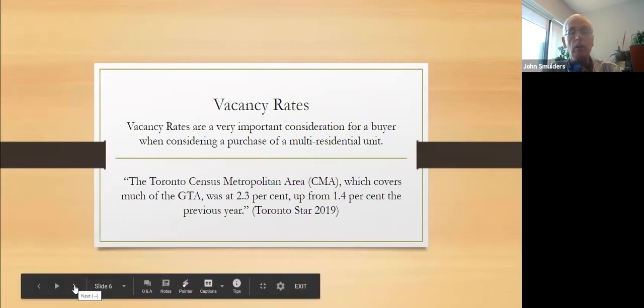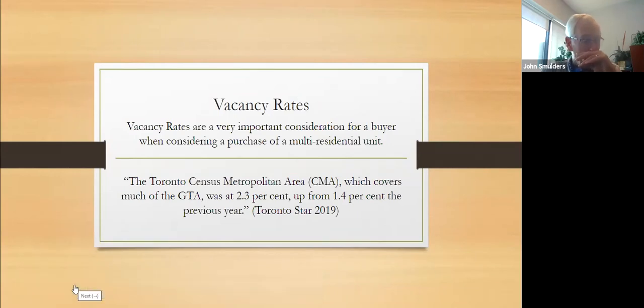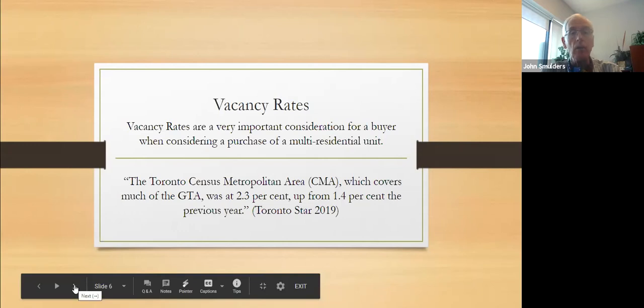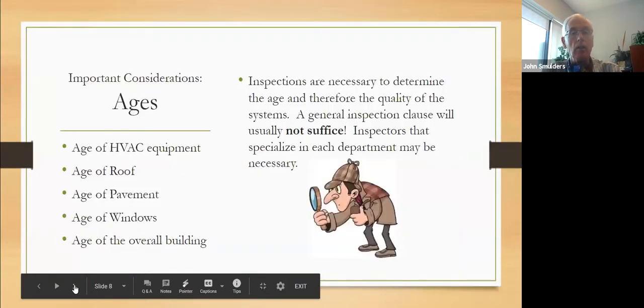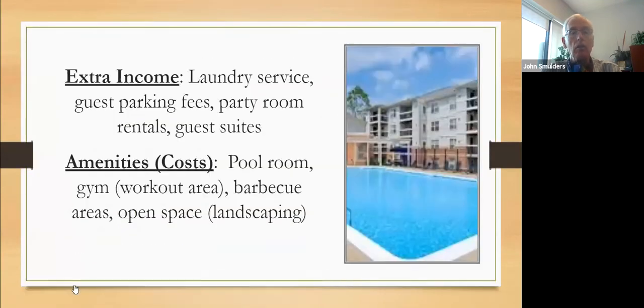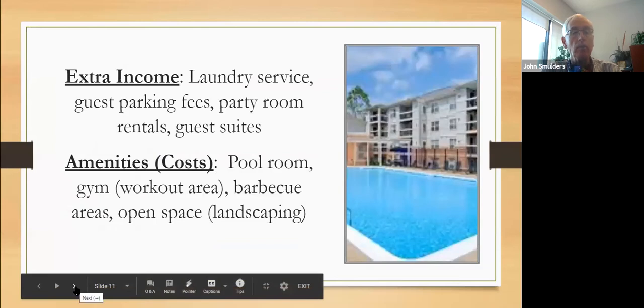The last thing I wanted to say about vacancy rates, and I forgot to mention it as well, I'm sorry, was of course Premier Ford just announced that there will be no rent increases in 2021 for anything. So let me continue on here. Sorry to jump around like that, but I'd forgotten that.